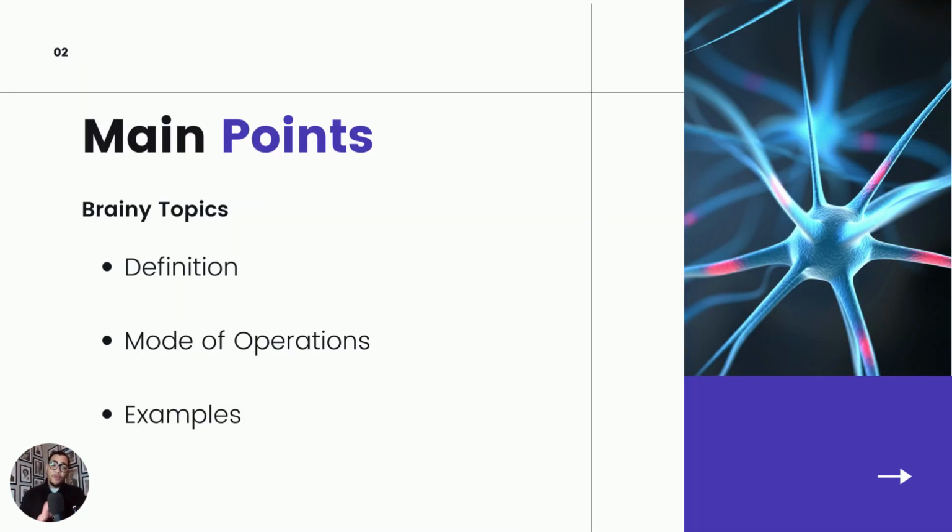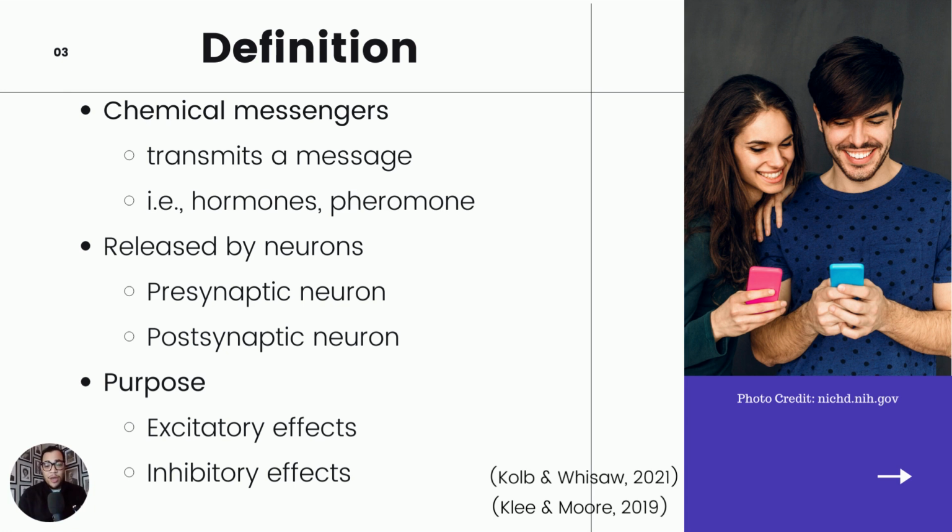Now, if you're unfamiliar with what a neurotransmitter is, it plays an important role in a wide variety of both physical and psychological functions. So we'll discuss the definition of a neurotransmitter, what it is, the mode of operation, how it works, and provide a couple of examples. So let's go ahead and break it down like a fraction and put it back together, beginning with the definition.